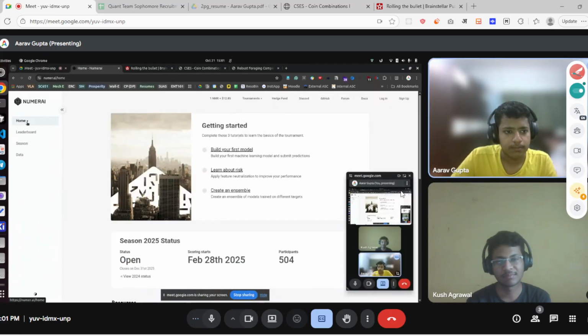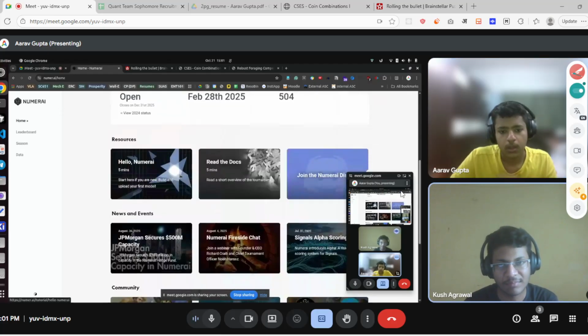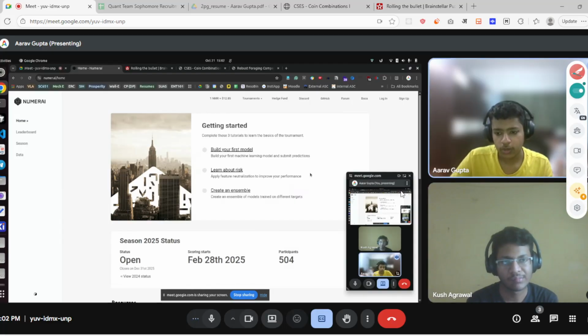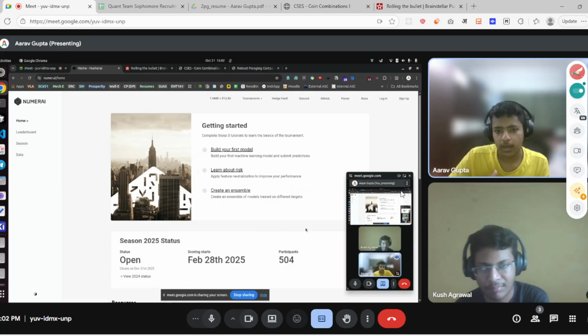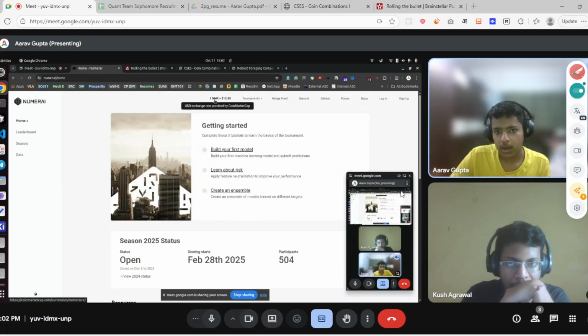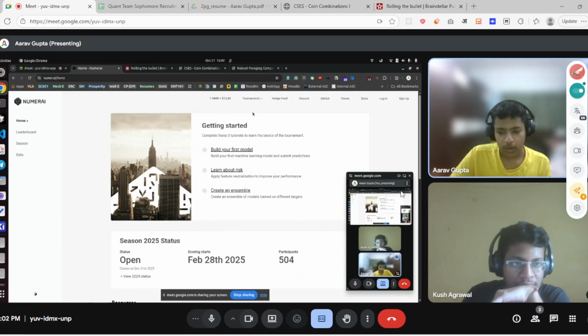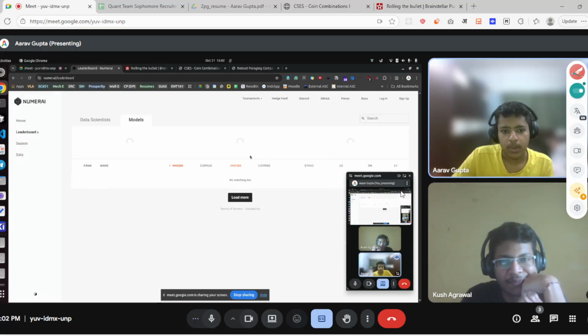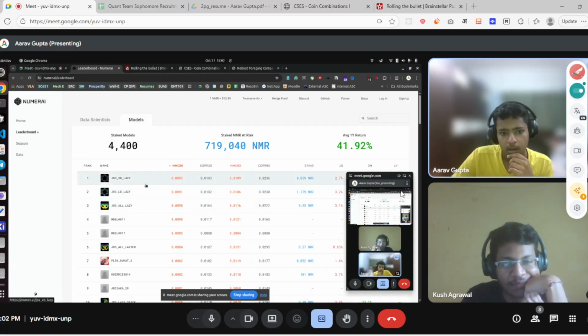So essentially it's like a crowdsourced hedge fund. They give you anonymized data, and you have to train your model on it. It eliminates all the finance indicators and all that. It's just anonymized data, and you have to train a model on that to predict the target. They also have their own cryptocurrency called NMR, and if you have confidence in your strategy, you can stake NMR against your strategy and earn money. People continuously submit models in this tournament, and they can earn money as well.